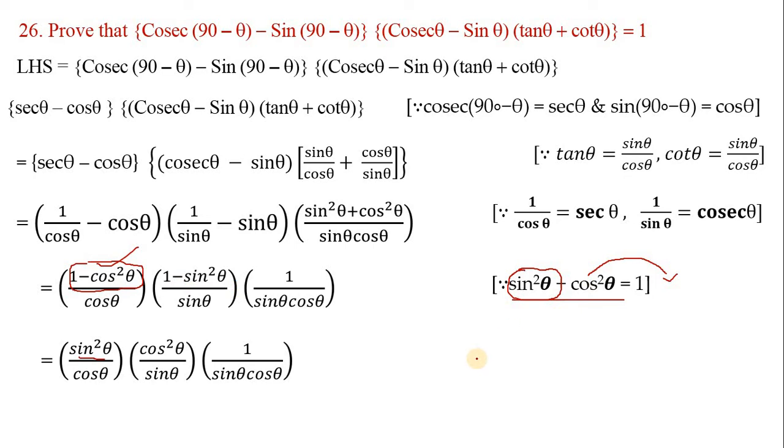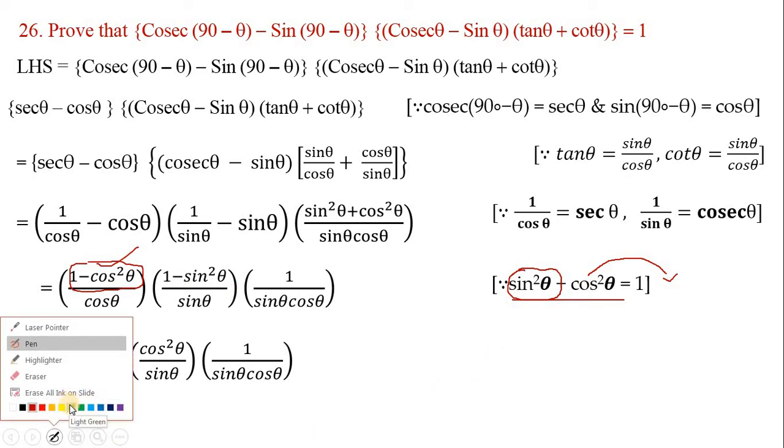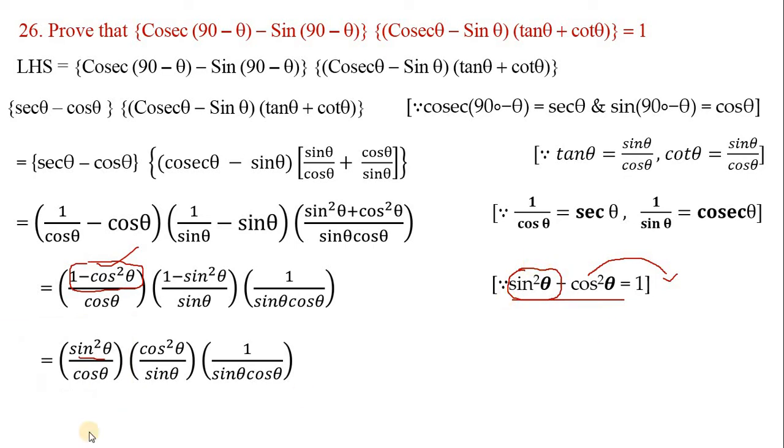Similarly here, if I transfer sin square theta to this side, what will be left out? Cos square theta will be left out. Hence, substitute cos square theta here.